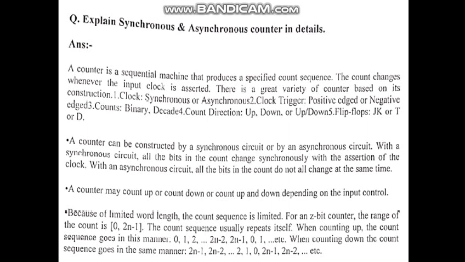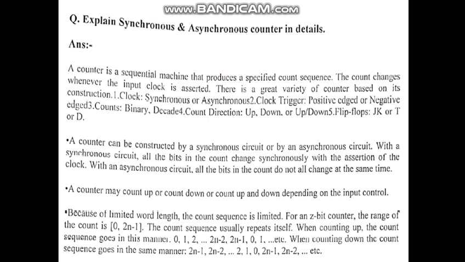With a synchronous circuit, all the bits in the count change synchronously with assertion of the clock. With an asynchronous circuit, all the bits in the count do not change at the same time. The counter may count up, or count up and down, depending on the input control. Because of the limited word length, the count sequence is limited.